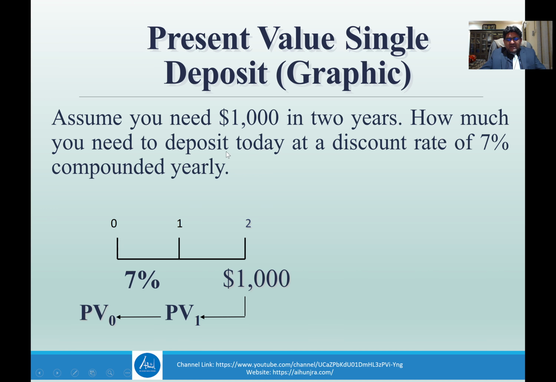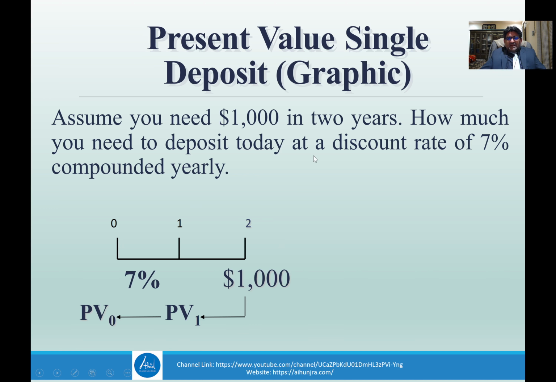Today, future or present? Look at the word. That is today. If we talk about today, it means we need to find present value. Start from 0. Here it's 0, after 1 year here is 1, after 2 years it's 2. How much money do you want to have? In the question, you need $1,000 after 2 years.